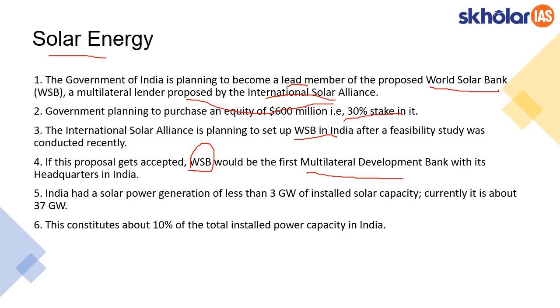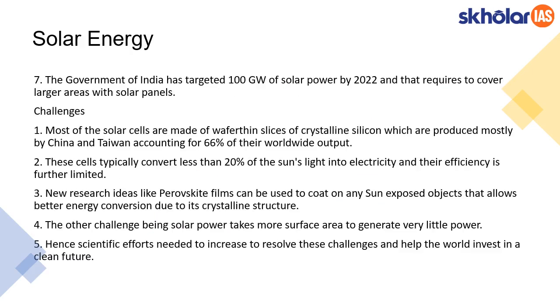India had a solar power generation of less than 3 gigawatt installed capacity, and now it is currently at 37 gigawatts. These are the stats associated with India's achievement in solar power. This 37 gigawatts constitutes almost 10% of total installed power capacity in India. Students, while you can't remember the 37 gigawatt or the 3 gigawatt, you can use the fact that 10% of total installed power is from solar energy. This is a point you can use in your mains, and it would be a bonus to boost your answer.